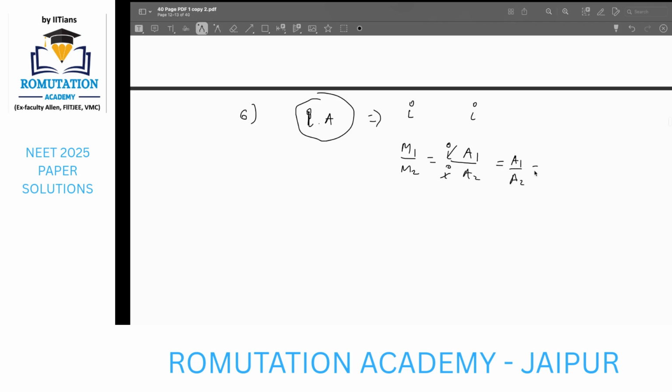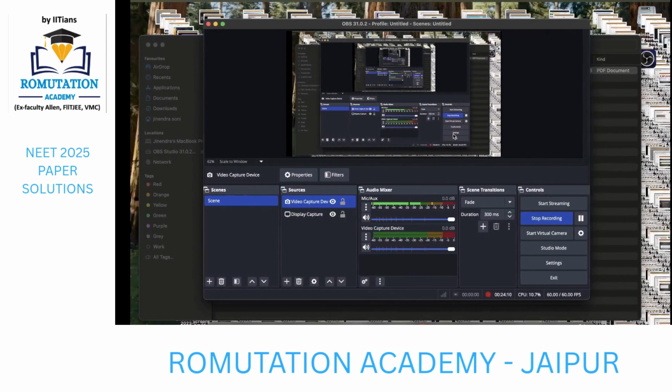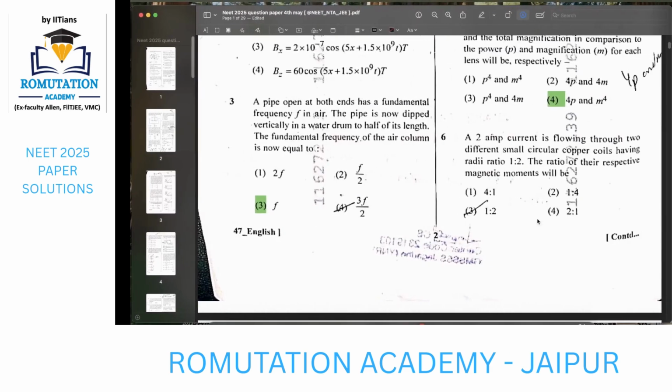So a1 by a2 is nothing but 1 by 4, as the ratio of the radii is 1 by 2. So area will be proportional to the second power of it. So we definitely know the answer is going to be 1 by 4. Let's see that option here. Yes, we can see it here, and that is the answer in this case. You simply had to use the basic definition and take the ratios, right?